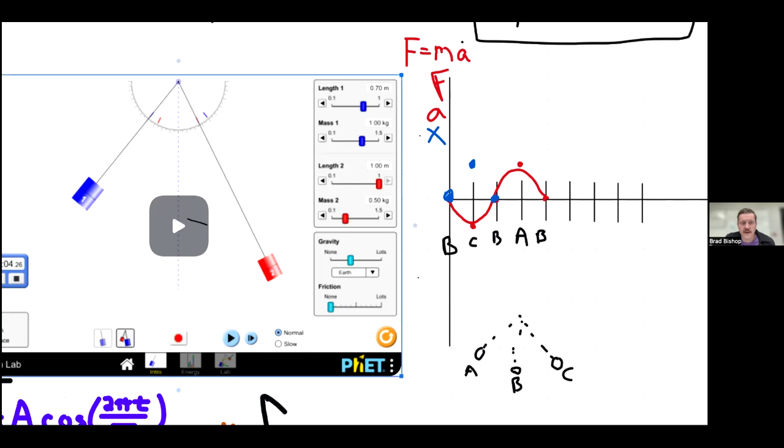We swing over to A. We're to the left, so a negative position. And then again, we go back to B, so back to 0. And you'll notice something about this graph.